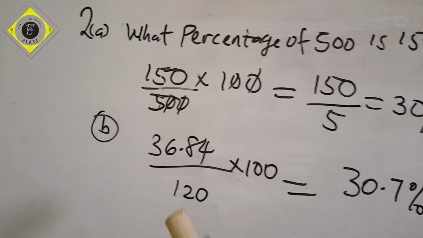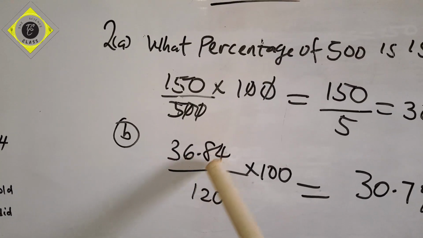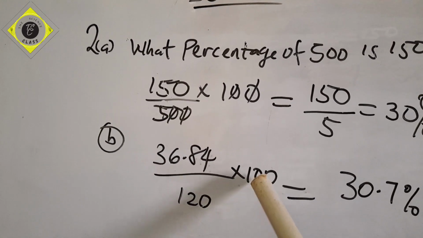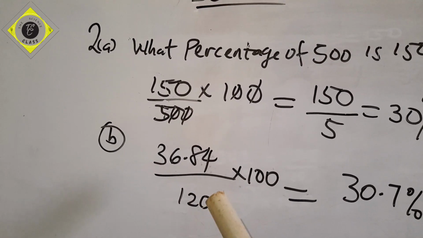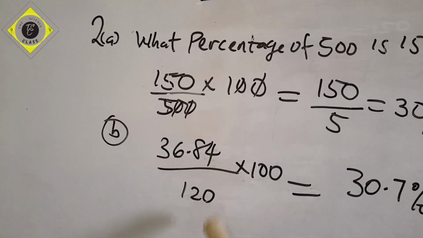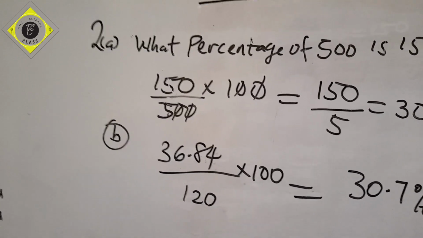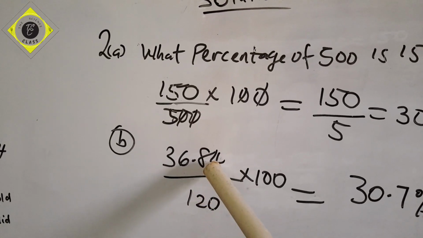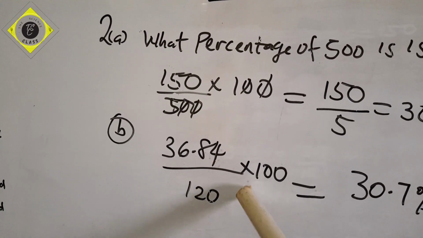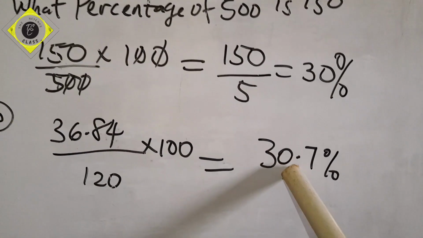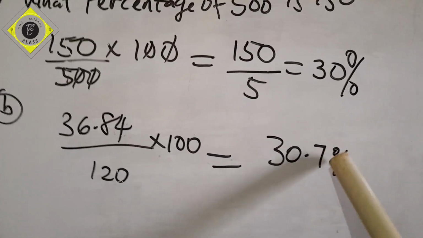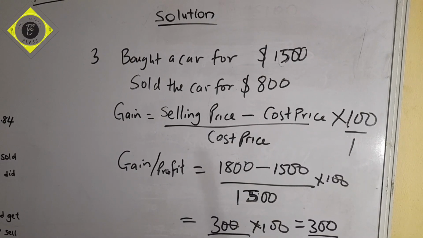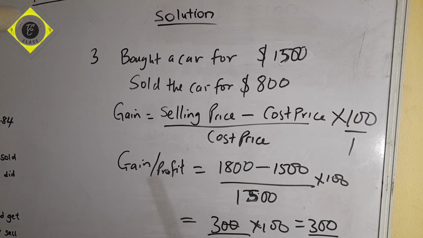The next example is 36.84 all over 120 times 100. Now, what percentage of 120 is 36.84? What percentage of 120 is 36.84? In that case, it just gives us 36.84 over 120 times 100, and it gives us 30.7%, just the reverse of what we did initially. So in this case, I have provided two ways of solving this question.